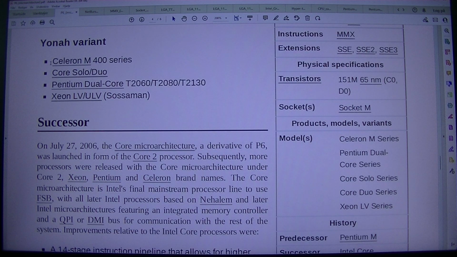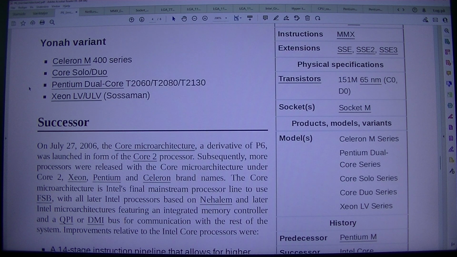Yonah variants: Celeron M 400 series, Core Solo/Duo, Pentium Dual-Core T2060, T2080, T2130, Xeon LV/ULV, Sossaman.